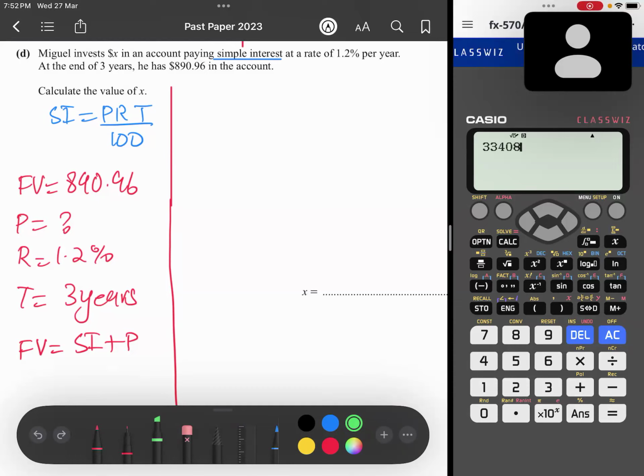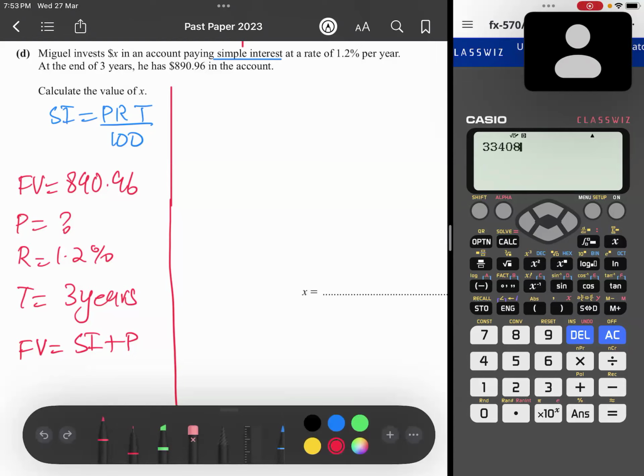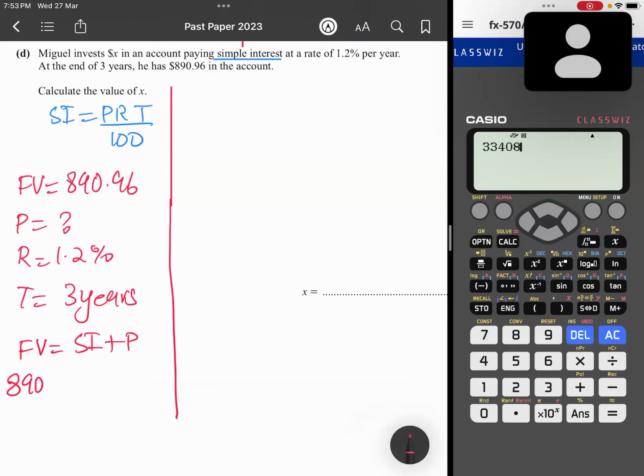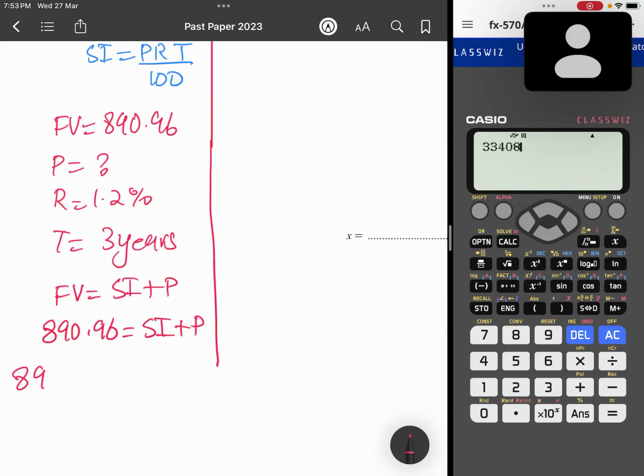So beta, they say that Miguel invests X dollars in an account paying simple interest at a rate of 1.2% per year. At the end of 3 years, he has $890.96 in the account. So it means that we need to find out the simple interest. So beta, future value is 890.96, which is equals to simple interest plus P. I don't have simple interest, I don't have P. First of all, I need to find out a formula for P. So beta, can I say that 890.96 minus simple interest would be equals to P?